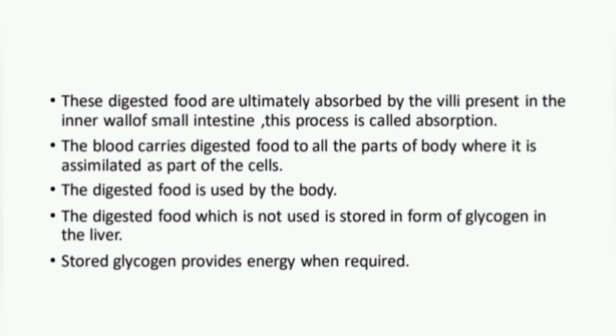After digestion, the molecules of food become so small that they can pass through the wall of the small intestine. The wall of the small intestine contains finger-like projections called villi, and with the help of these villi, it absorbs the digested food. The blood carries the digested food to all parts of the body where it is assimilated as parts of the cell. This digested food is used by our body, and the remaining part of the food which is not used as soon as digested is stored in the form of glycogen in the liver. This stored glycogen provides energy when we require energy.